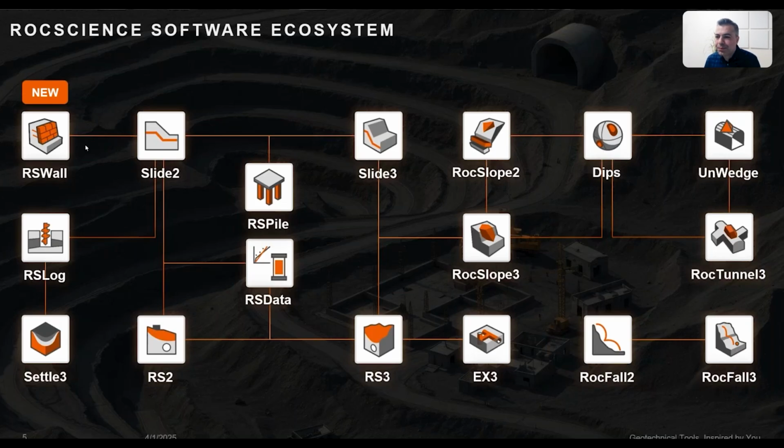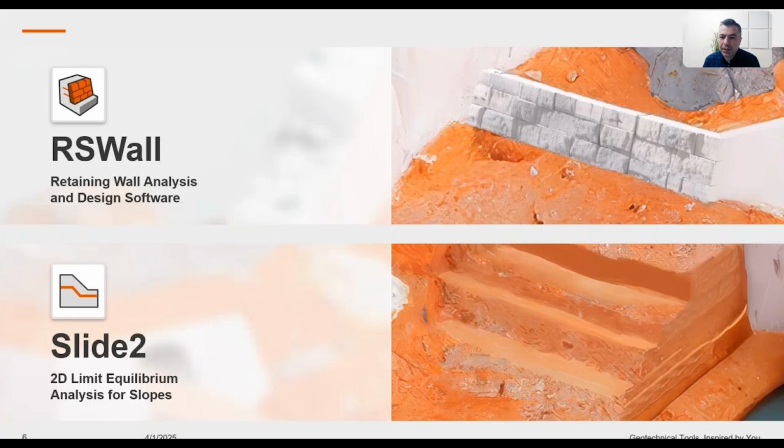And other programs like Slide 2 are integrated with Slide 3, RSWall, RSLog, RS2. This ecosystem is very important because all these programs are being developed here in our main office in Toronto, and we can integrate them and take advantage of using different approaches for different applications. In this webinar, I will be talking about 2 of these programs, RSWall and Slide 2, mainly RSWall, but since RSWall is integrated with the Slide program, I will talk about Slide 2 briefly as well.